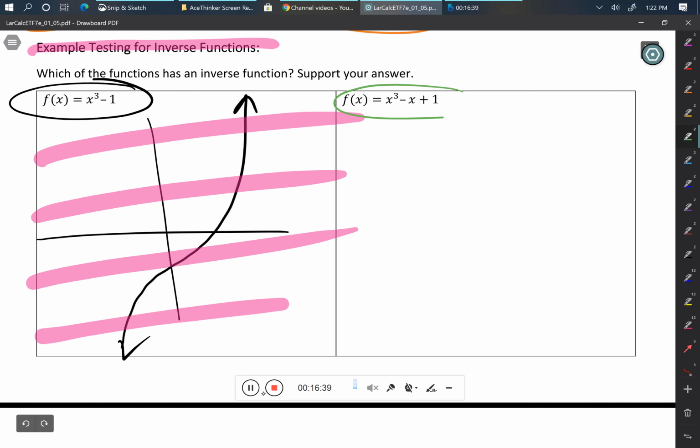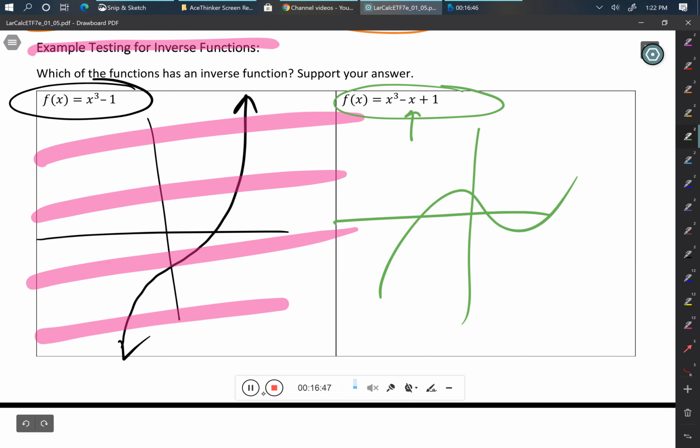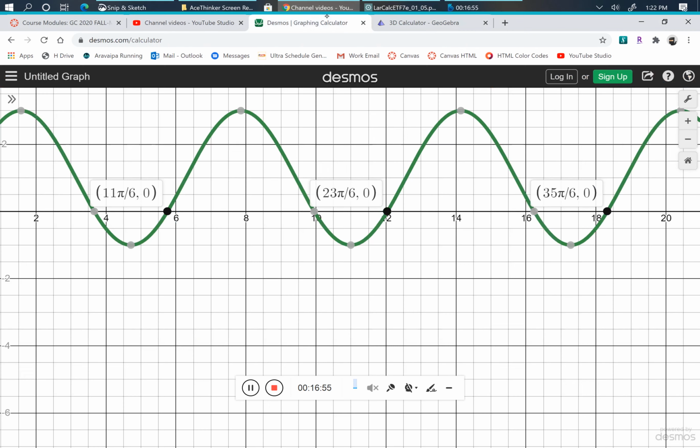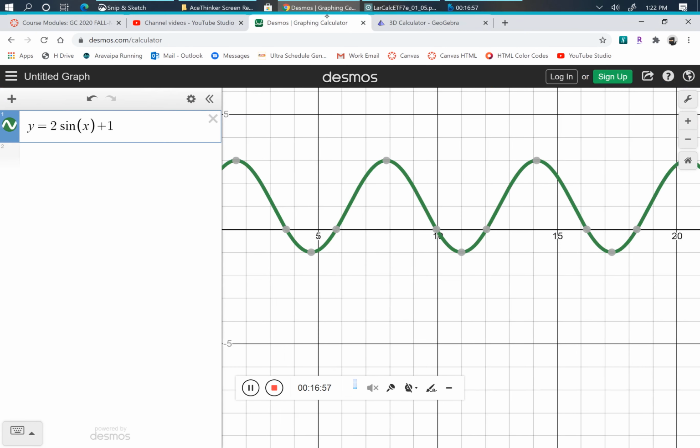Now let's look at this guy. Wow, it's a cubic equation, but this term right here makes me think that maybe it wiggles in the middle. And if it wiggles in the middle, something like that, then it's going to fail that horizontal line test. Now, I'm not sure what exactly that graph looks like. It's more complicated, but I know how to find out what that graph looks like.